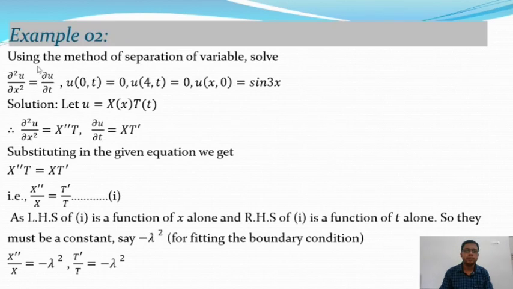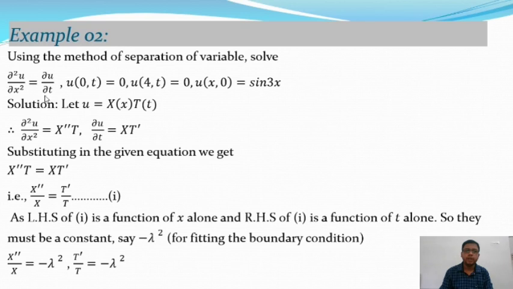So here is the second example on the separation of variables. Using the method of separation of variables, solve the second order partial differential equation, that means del 2u by del x square is equal to del u by del t, where the boundary conditions are u of 0 comma t is equal to 0, u of 4 comma t is equal to 0, and u of x comma 0 is equal to sin 3x. Okay, so these are the boundary conditions of the partial differential equation.